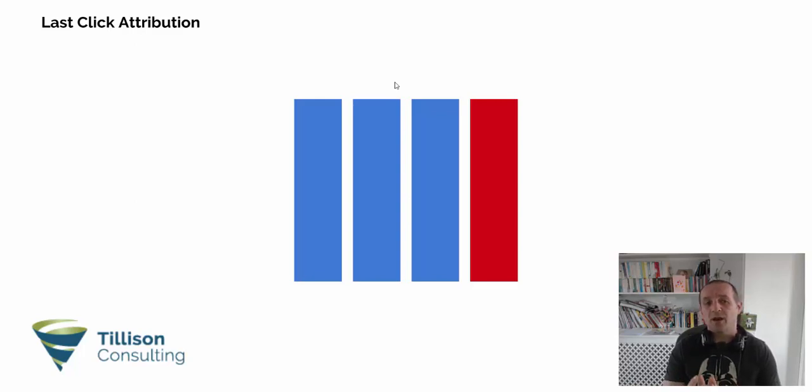So that's where last click attribution really falls over. If we move on to the next one, which is just the complete opposite, first click attribution would place all of the value of that conversion on the first click. So using that Safari example, that means that the first search for Safari holidays gets all of the credit.